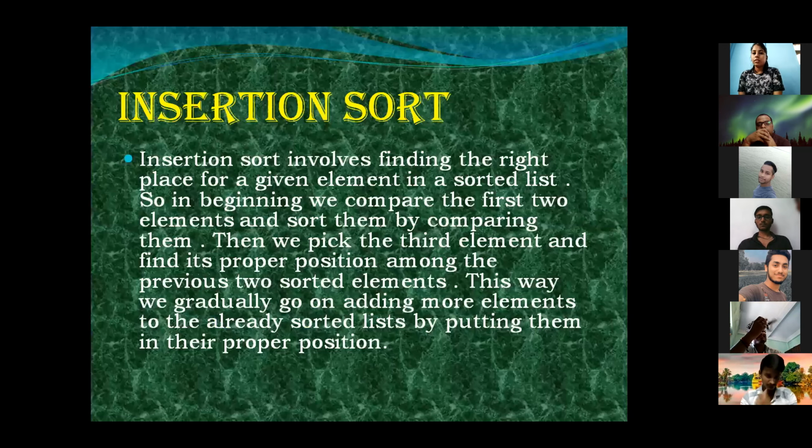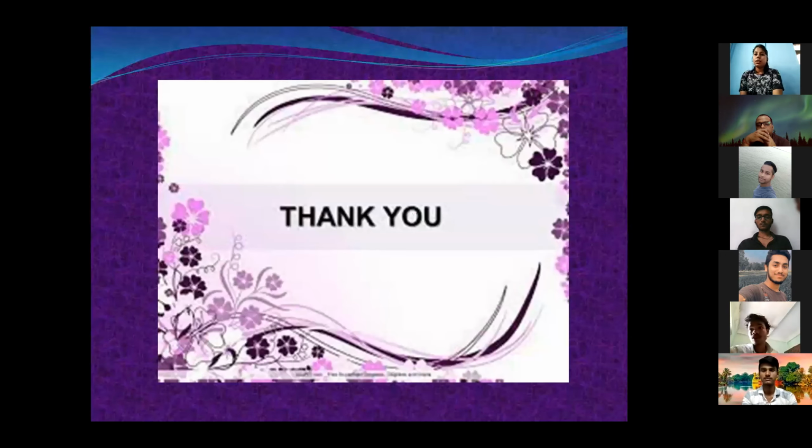The last one is insertion. Insertion sort involves finding the right place for the given element in a sorted list. So in the beginning, we compare the first 2 elements and sort them by comparing them. Then we pick the third element and find its proper position among the previous sorted elements. This way we gradually go on adding more elements to the list by putting them in their proper position.